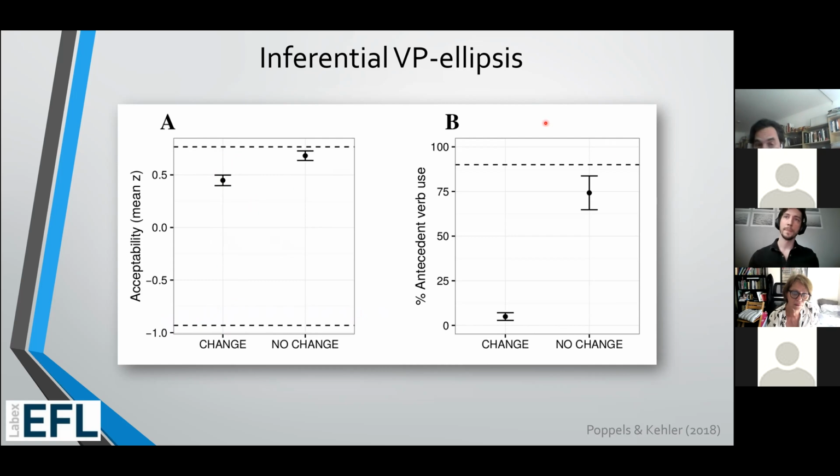Now, on the right-hand side, I'm showing you the results from the second task where people paraphrase the ellipsis site. I'm plotting on the y-axis the percentage of the antecedent verb being used in those paraphrases, as opposed to some other verb. Okay, and you can see that the no change items once again pattern with the fillers. So think of this as the baseline, and people basically say, yep, we need the antecedent verb here in order to paraphrase this ellipsis site. However, for the change items, very rarely do people plug in the antecedent verb. And so that just verifies that in fact an inference is taking place.